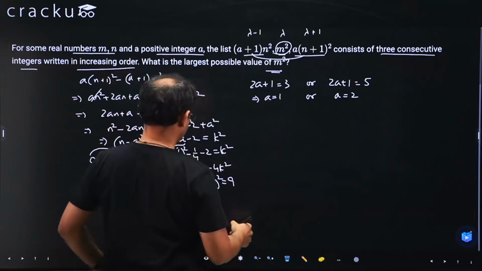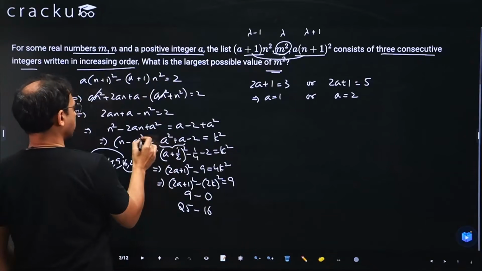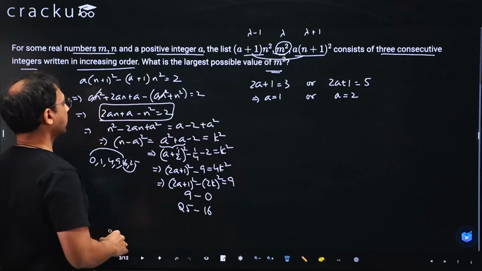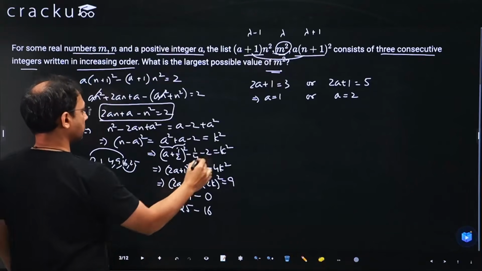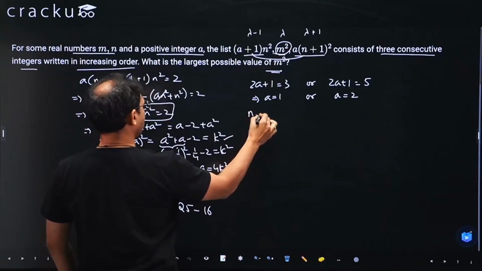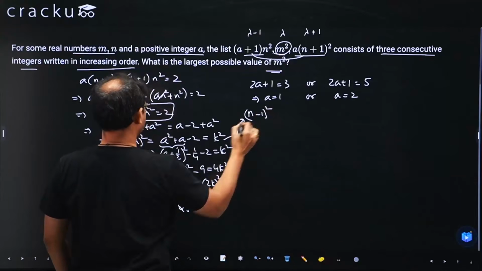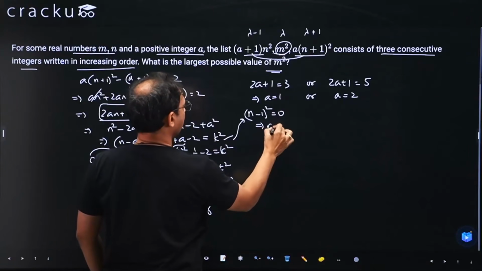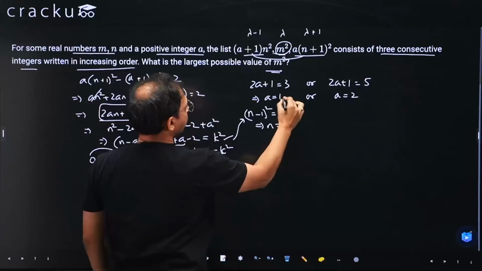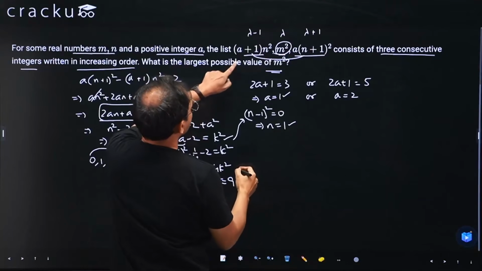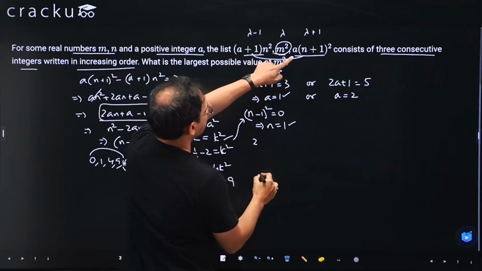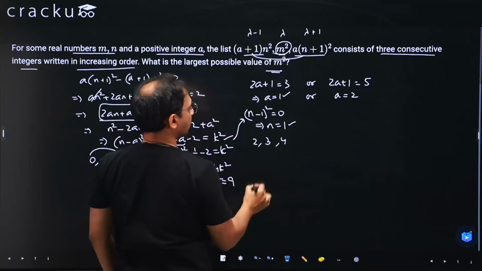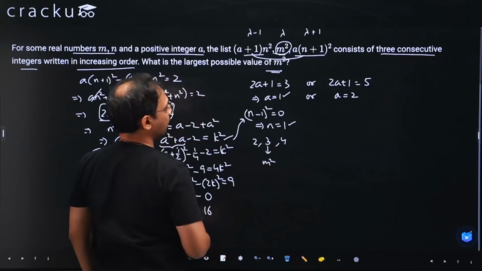So if a is 1, I'll substitute it here and I'll try to get the value of n, or you can substitute here. So I get (n - 1)^2 is equal to, if a is 1, this will become 0, or n is equal to 1. If a is 1 and n is 1, here I'll get 2 into 1, 2. Here I'll get 1 into 2 squared, 4. So the middle number will be 3. This will be the value of m squared.